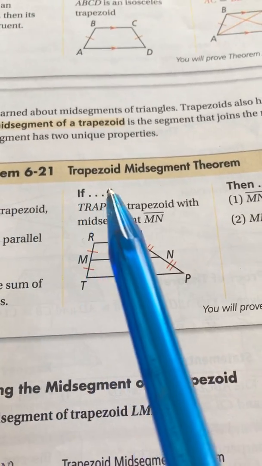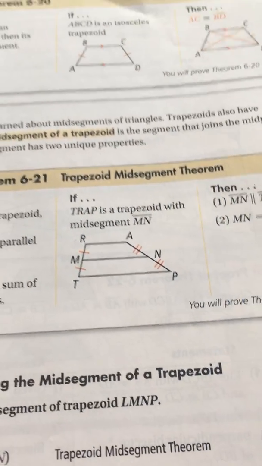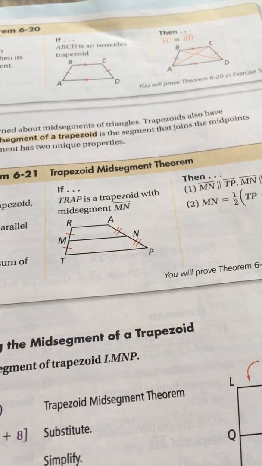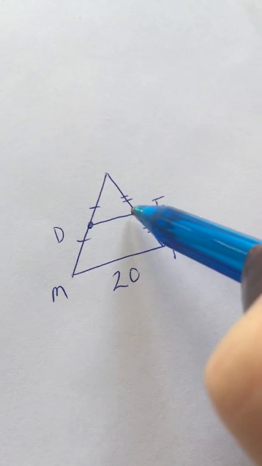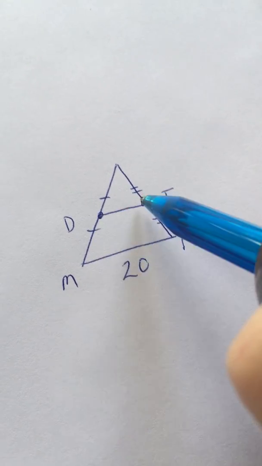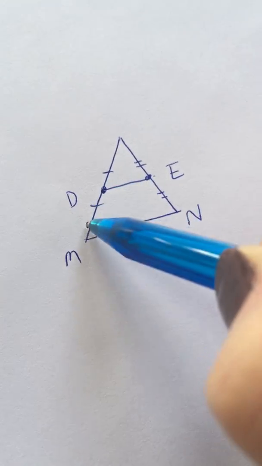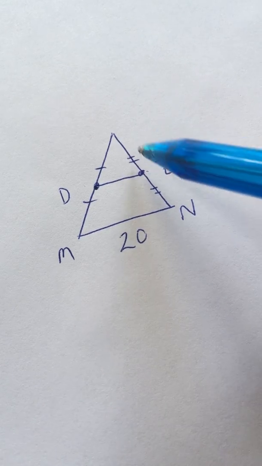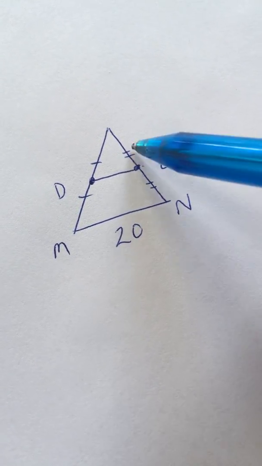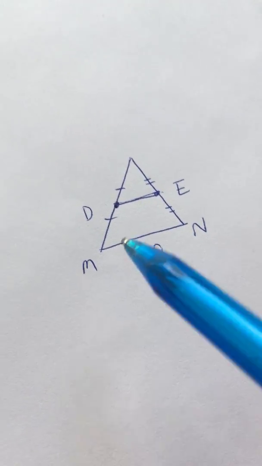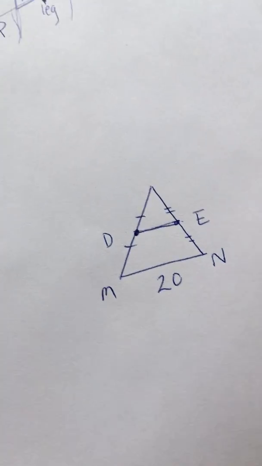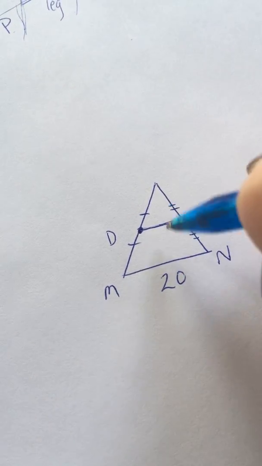Okay, it's theorem 6-21. It's called the trapezoid midsegment theorem. Now, y'all, we had a midsegment theorem for triangles, and I just want to review it for a second. It was for triangles, and remember it said if you had a midsegment, a segment that connected two midpoints, like D is the midpoint of this side and E is the midpoint of this side, I know because of those congruent symbols, then DE will be parallel to MN, and it will also be half the length of MN. So you know that DE would be 10.